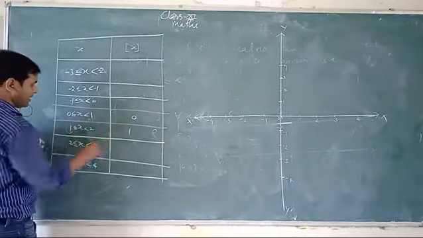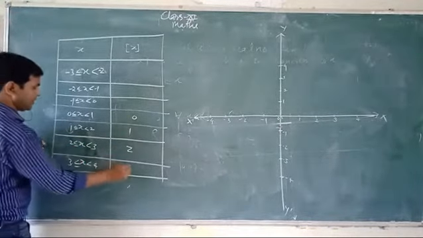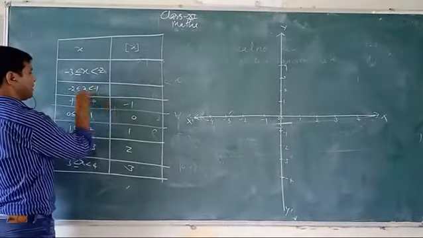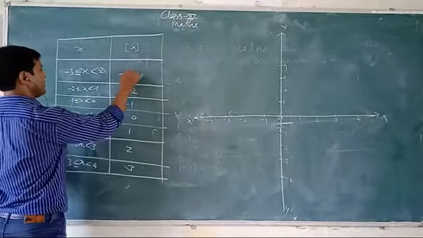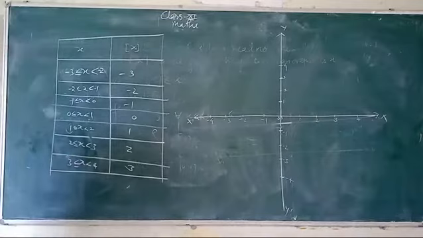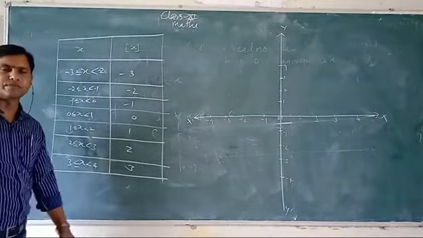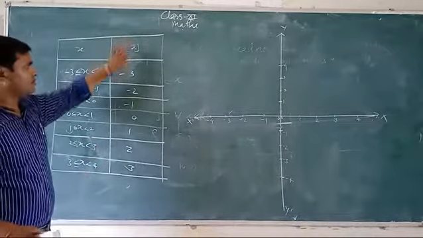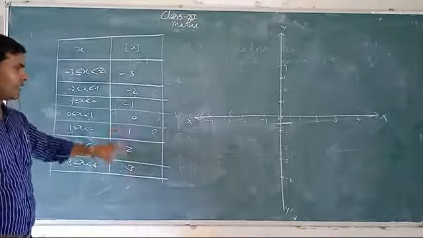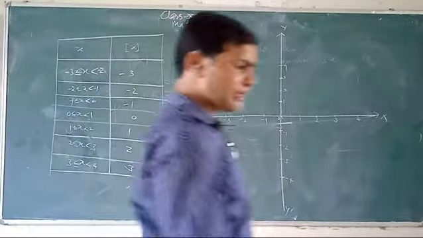Here we will take the lesser value: here the 1, here the 2, here it becomes 3, here becomes -1, here becomes -2, here becomes -3. Okay, always we shall take the value less than x, and the integral value I have written here. Now we shall plot the graph.